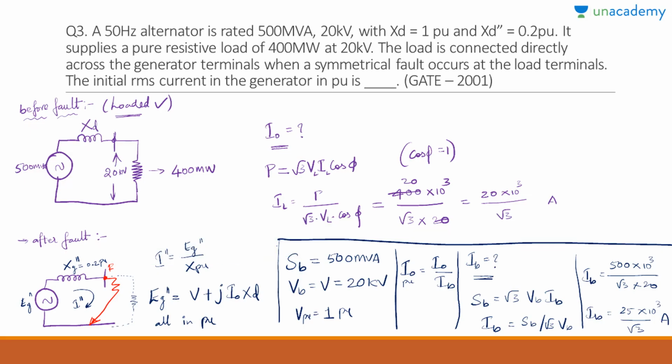Now let me do this problem, asked in GATE 2001. A 50 Hz alternator is rated at 500 MVA, 20 kV with XD, that is synchronous reactance, 1 per unit, and subtransient reactance 0.2 per unit.